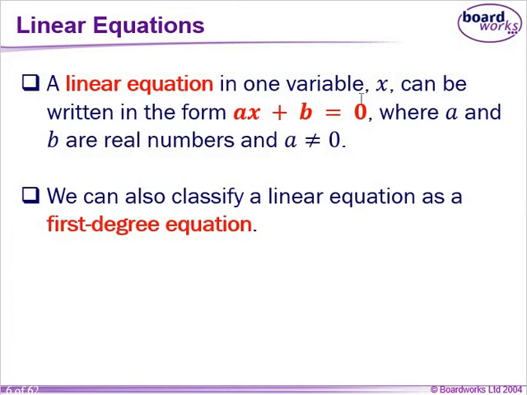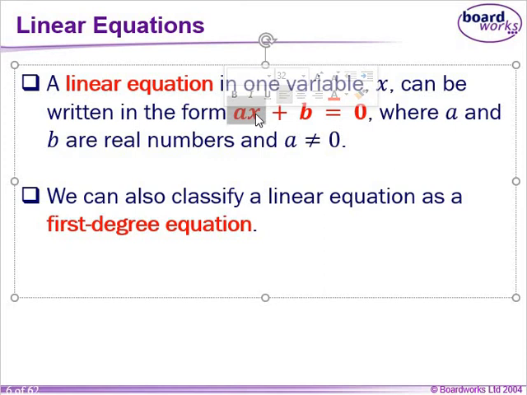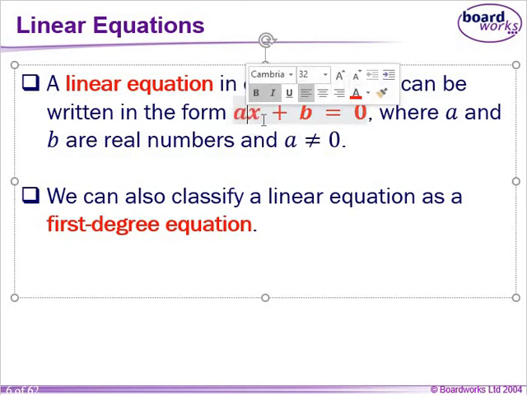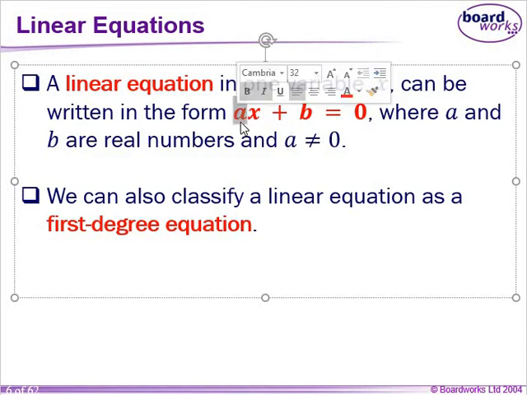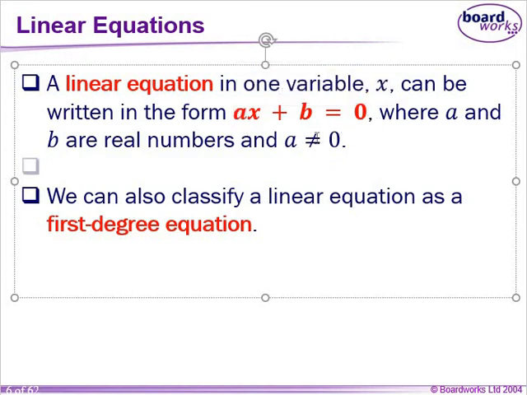So a linear equation in one variable x can be written in the form ax plus b equals 0, where a and b are real numbers and a is not equal to 0. The a is the coefficient of x, and b is the constant. The reason a shouldn't be equal to 0 is that the moment you put 0 here, this becomes 0, because whatever we multiply to 0 is equivalent to 0.